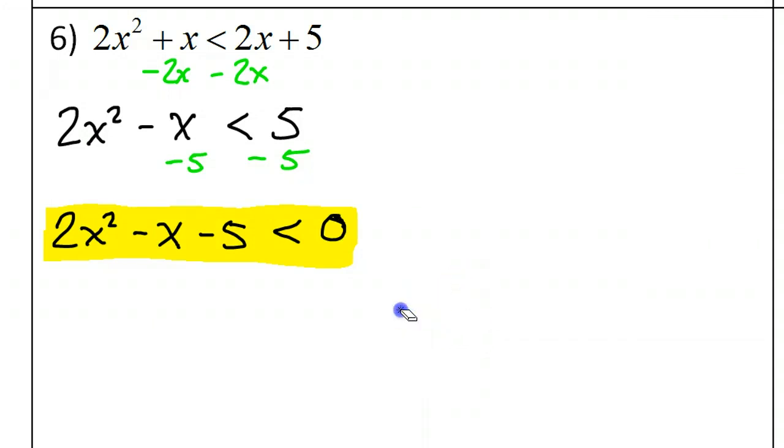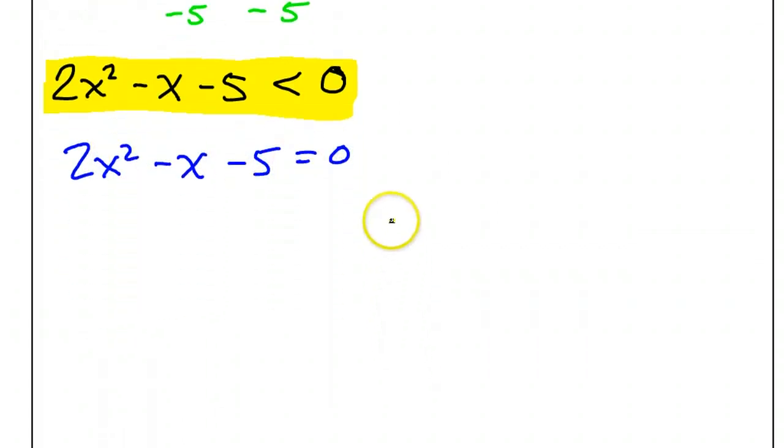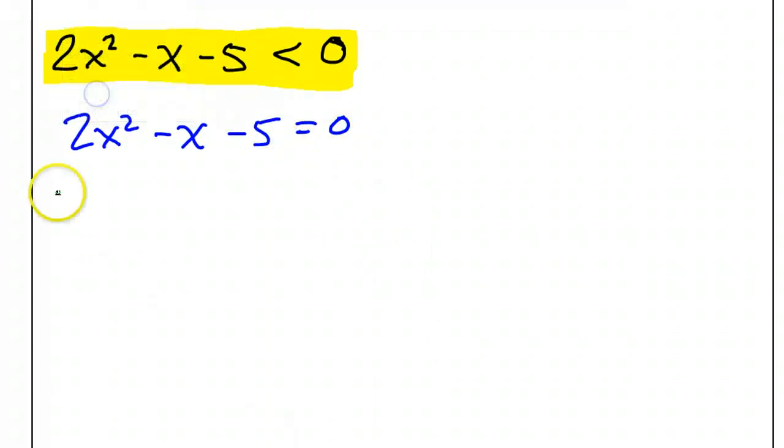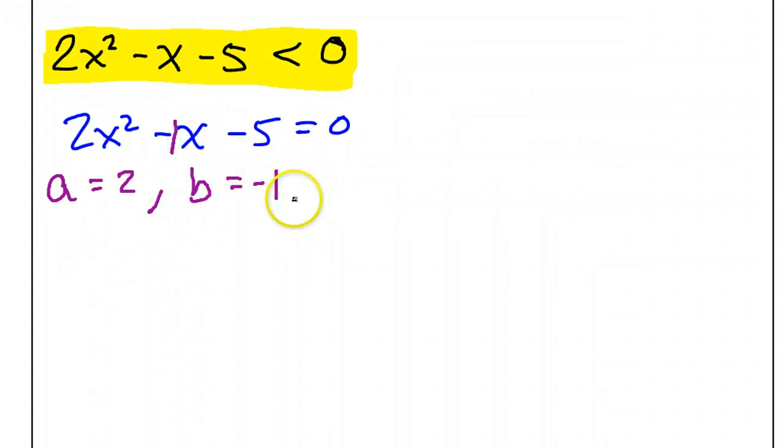Now what we could do is use the quadratic formula. So let's do that. Since it's unfactorable, we're just going to go ahead and set this thing equal to 0 and use the quadratic formula. So setting this equal to 0, we know that A is 2, B is -1, I'm talking about the coefficients, and C is -5.